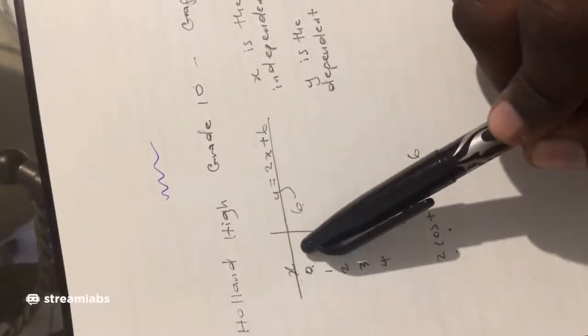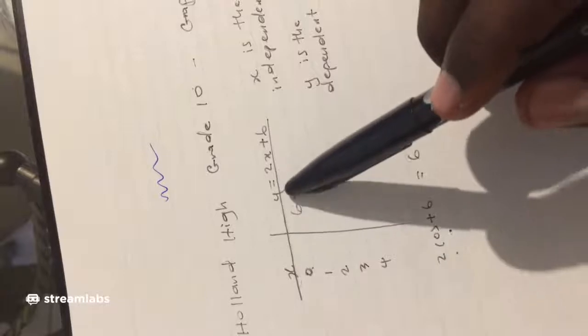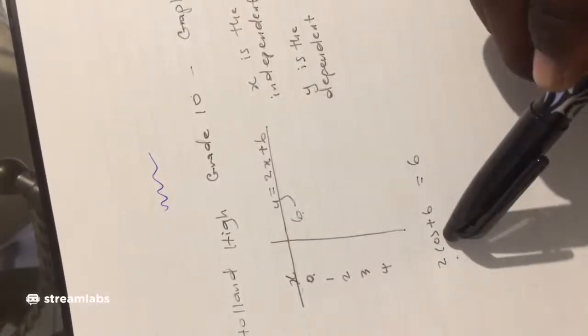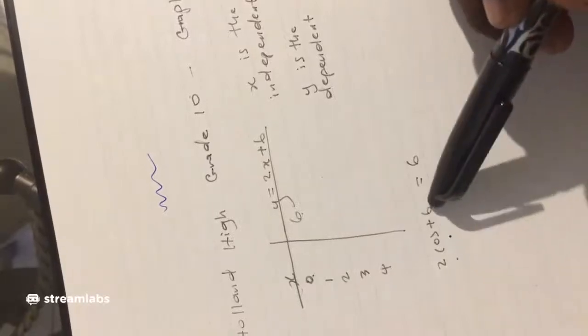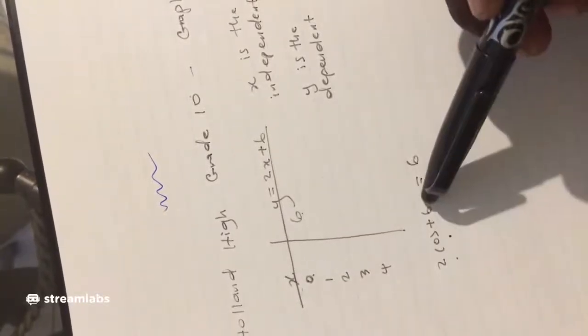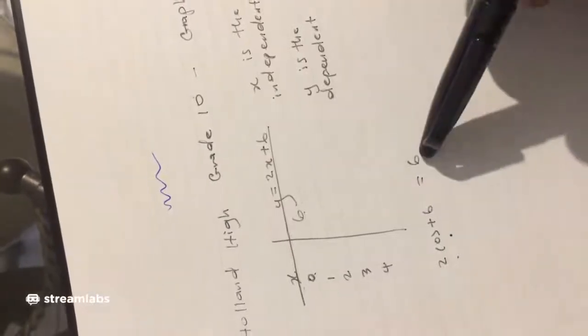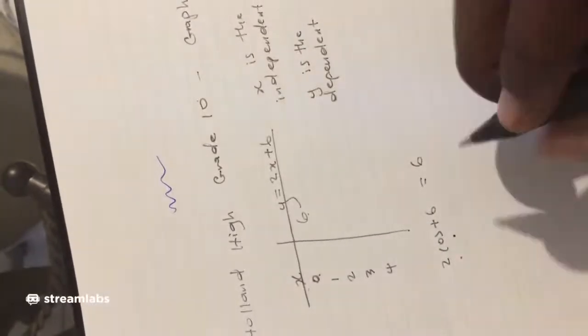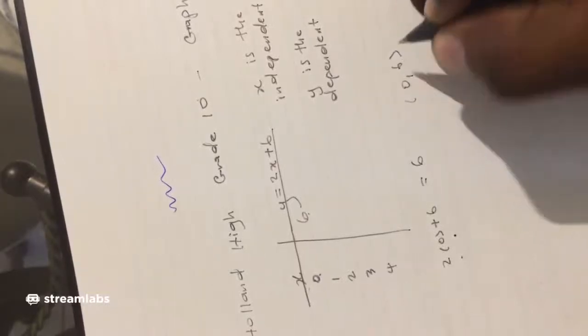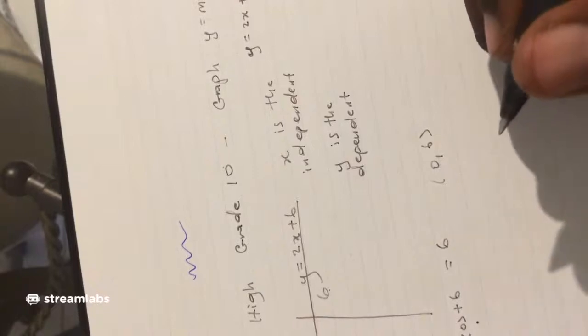The first one we're looking at is when x is equal to 0. So y is equal to, replace the x with 0, 2 times 0 plus 6. Anything times 0 is 0. You add 6 to that, you get 6. So we have our first point. Our first point is 0, 6.